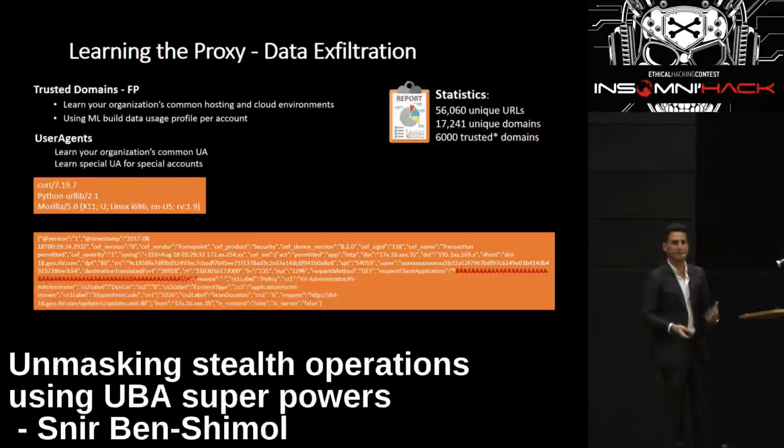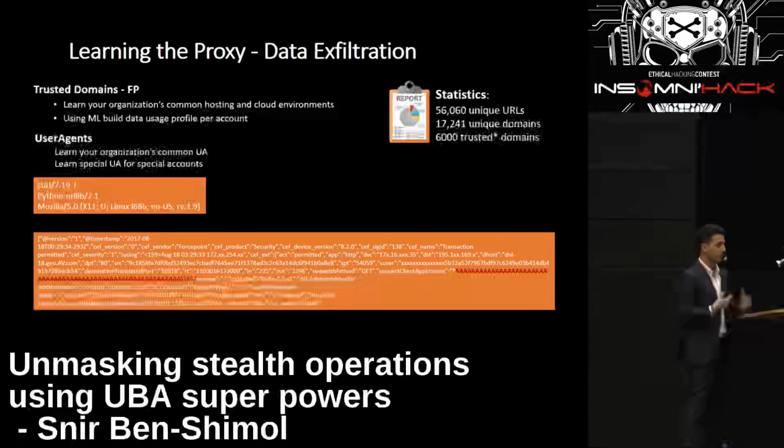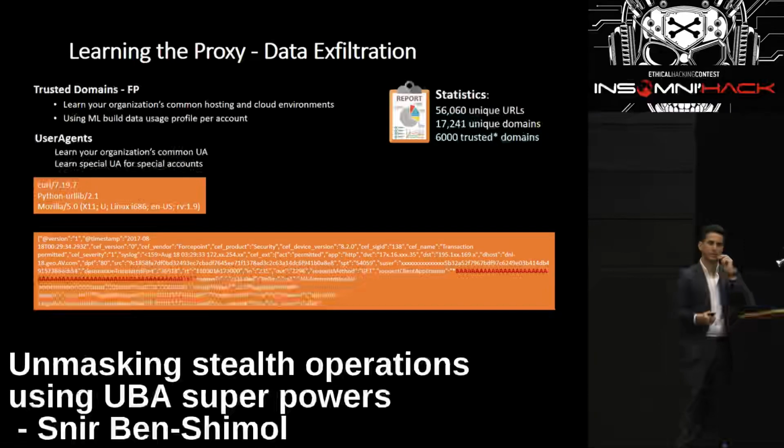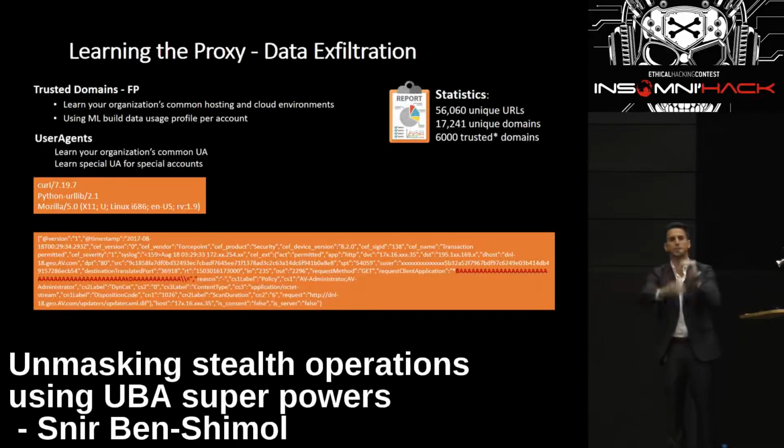After running some calculations and machine learning, I was able to find some domains that constantly change the user agent in each and every request. This may be very triggering, because why would something do that, and it's not in my trusted list? I didn't learn that user agent. The user agent is continuously changing.